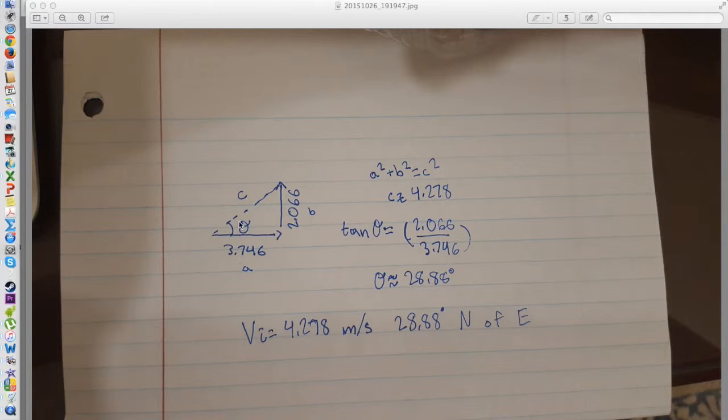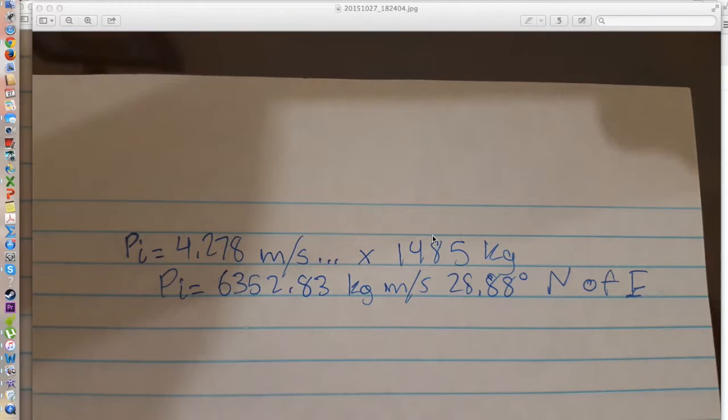We also need to find the angle, since we need to find the direction. The tan of theta equals 2.066 over 3.746, and we get the unknown angle to be 28.88 degrees. So that means that the initial velocity is 4.278 meters per second, 28.88 degrees north of east for the white car.